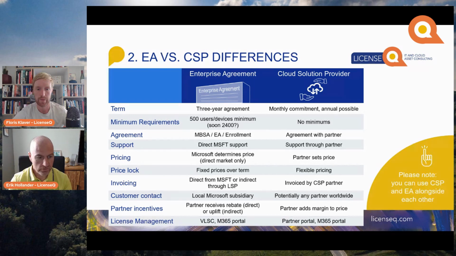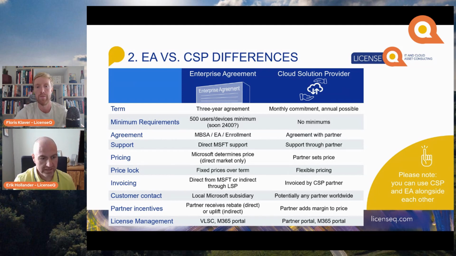Within the CSP model, until now, it has been a monthly commitment where Microsoft and the partner are always entitled to change the price when they want to. And within the enterprise agreement, you will always have the possibility to have a fixed price built into the mechanism as well. A minimum requirement for an EA is 500 users. That used to be 250, but Microsoft has already upgraded that to 500. And for the CSP, there is no minimum. Whether you will have 1 seat or 10,000, it doesn't matter.